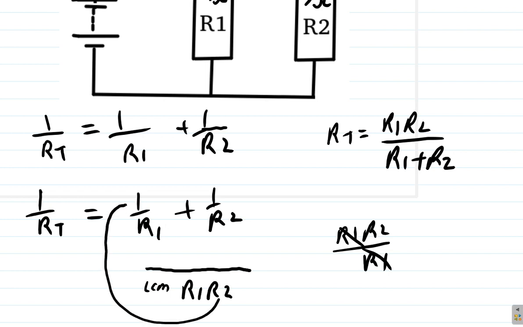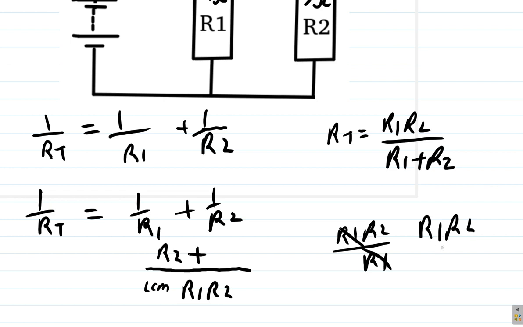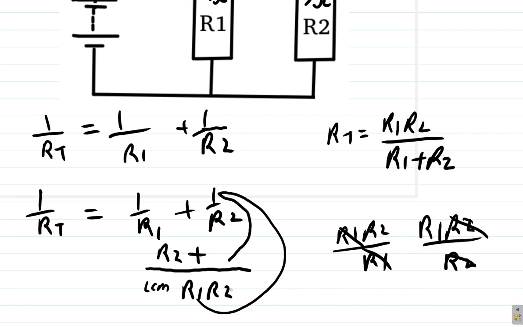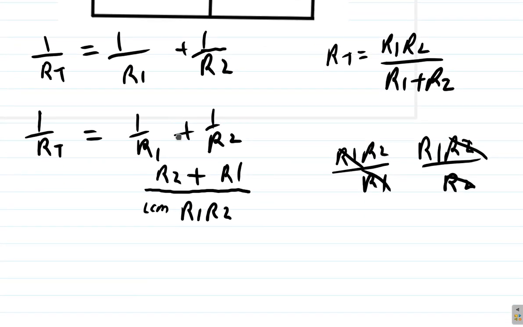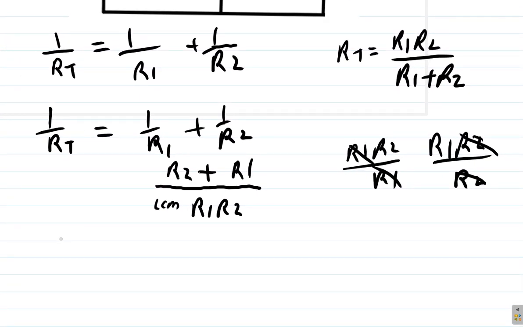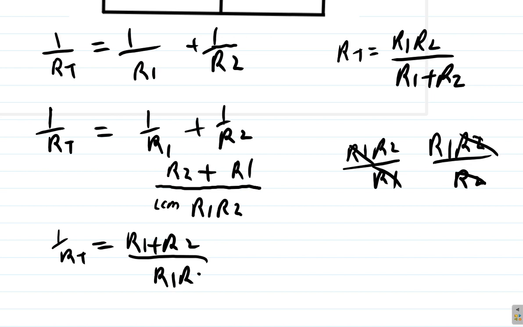R2 multiplied by the 1 here is just R2, plus R2 into R1 R2. R1 R2 divided by R2, the R2s cancel, leaving R1. Then R1 multiplied by this 1 is R1. Now we are saying that 1 over RT is equal to R1 plus R2, I just switched these around, R1 plus R2 divided by R1 R2.